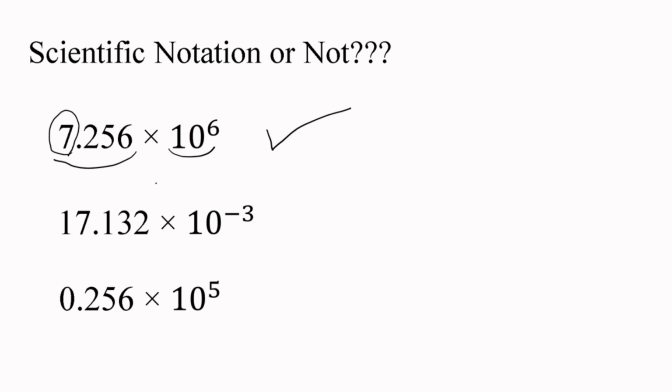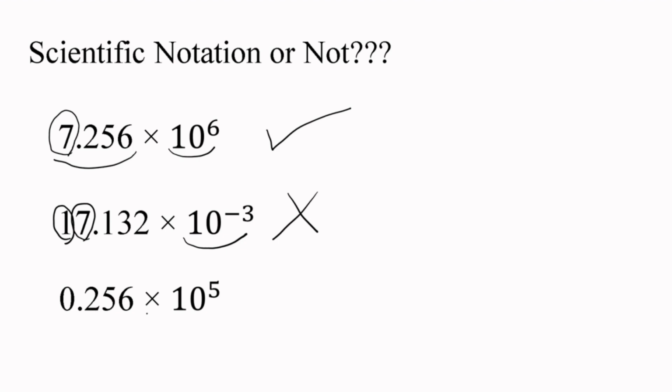Look at the second example. Do I have the factor of power of 10? Yes, 10 to the power of -3. Look at the first side. How many digits do I have before the decimal point? I have two digits. One of them is 7, the other one is 1. So it is not a scientific notation form.